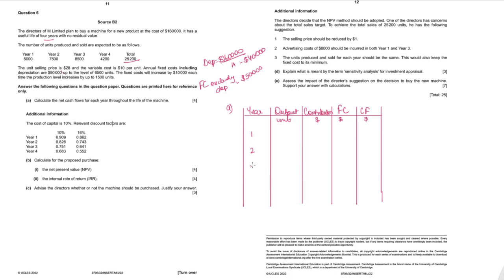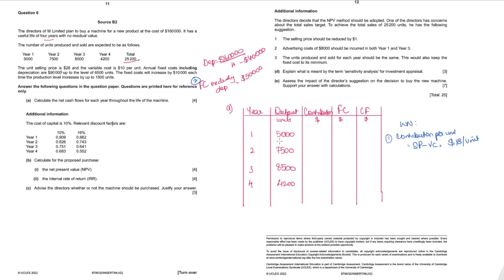First year, second year, third year, fourth year. Output is 5,000, 7,500, 8,500 and 4,200. So contribution per unit is $18. We can also put up a working note below this table. Contribution per unit is equal to selling price minus variable cost, which is equal to $18 per unit. That's number one. And second working note will be for the fixed cost excluding depreciation that we've already done. So number 2 for that.